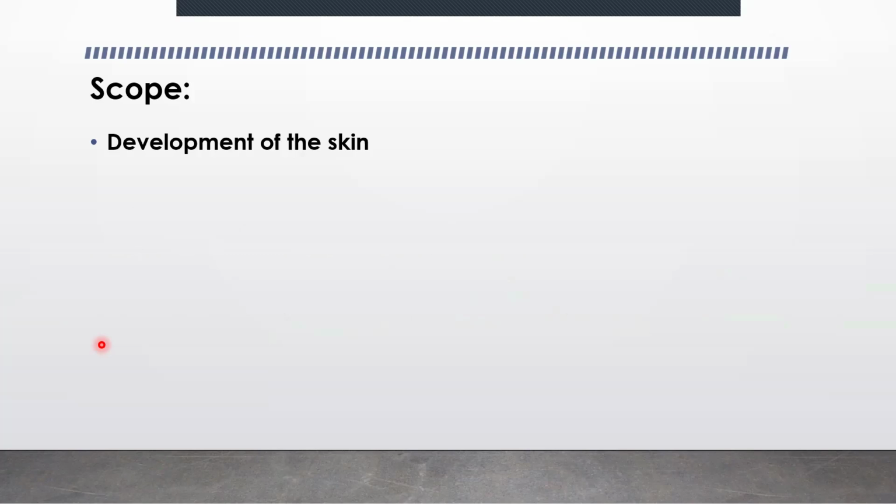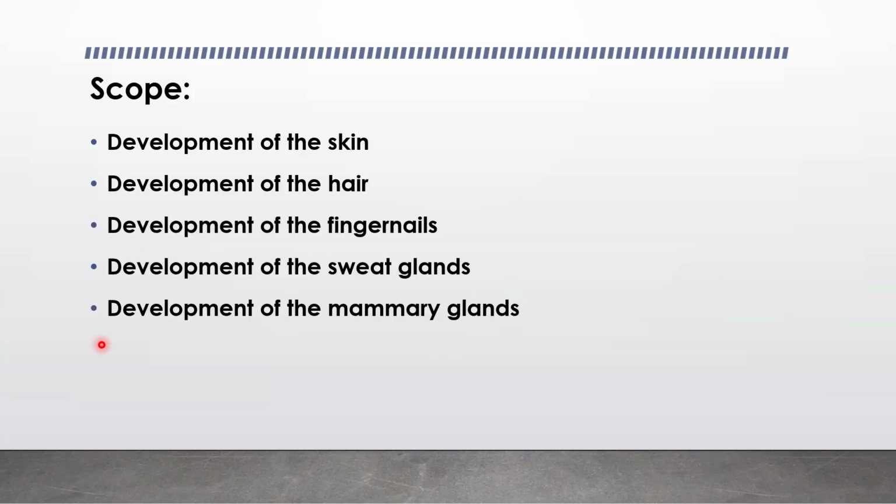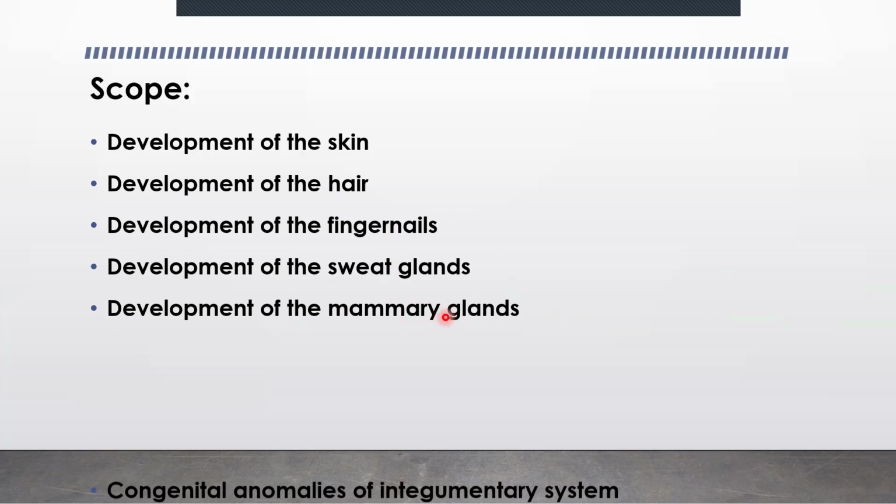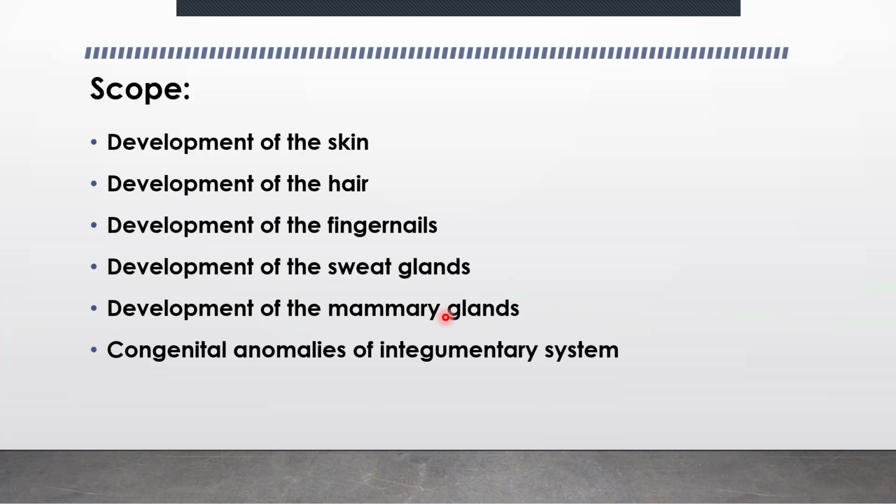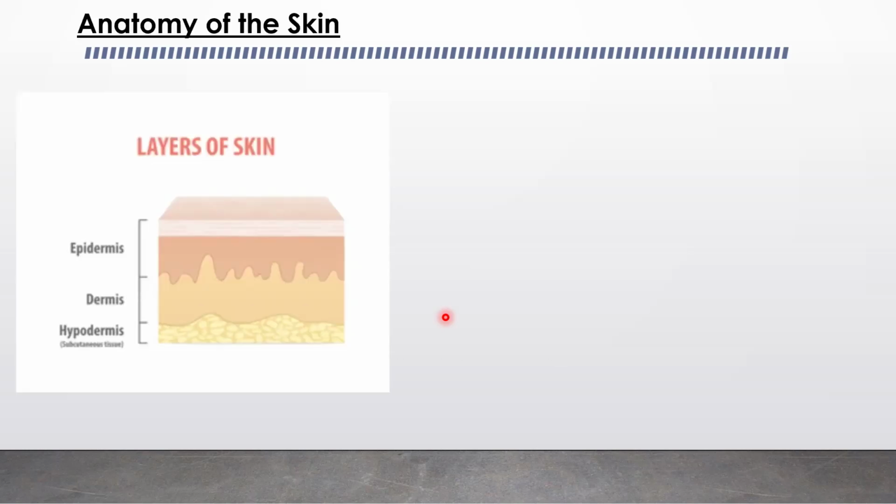Today, we'll be covering the development of the skin, the outer covering of the body. We'll also look at the development of the appendages of the skin. So we'll talk about the hair, the fingernails, the sweat glands, and even modified sweat glands, which are the mammary glands. And then we wrap it up by looking at the various congenital anomalies of the integumentary system that affect the skin, the fingernails, the sweat glands, the mammary glands, and all the appendages in summary.